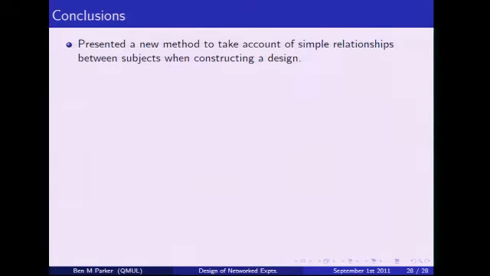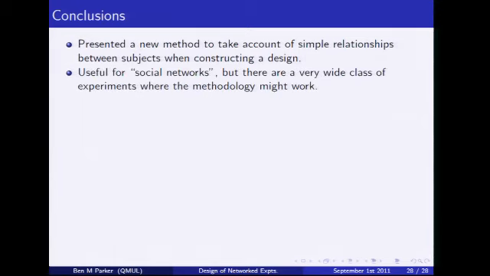So to conclude, I presented a new method which takes into account very simple relationships between subjects when we construct a design. I'd be very happy to hear if other people are doing this, but I don't think I've come across anything in this way in the literature. It's very useful for social networks, but there's a very wide class of experiments where this methodology will work, and I presented a couple here.